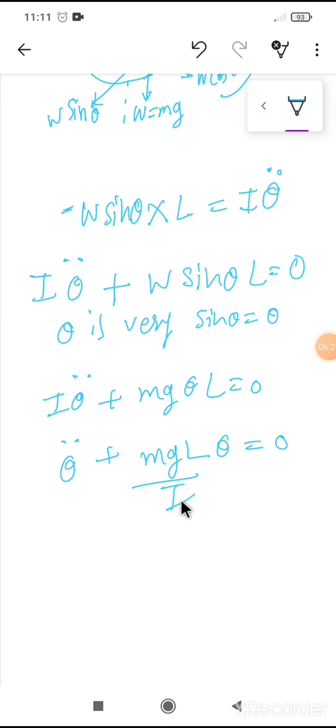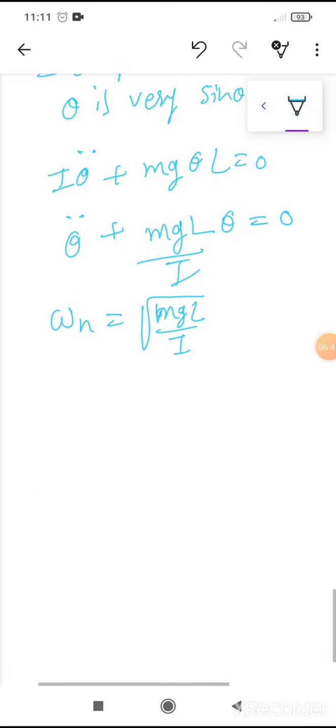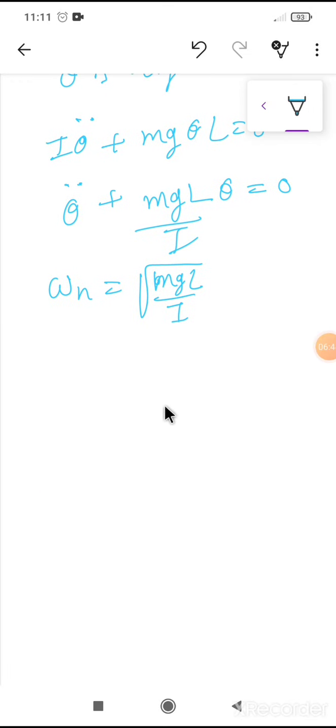If we compare it with the SHM equation, we get the natural frequency of the system, that is omega n equals under root mgL by I. This is the same equation which we got in the pendulum, but what is the difference here? The value of L is different here. So in mgL, what is the value of L? L is 4r by 3 pi.